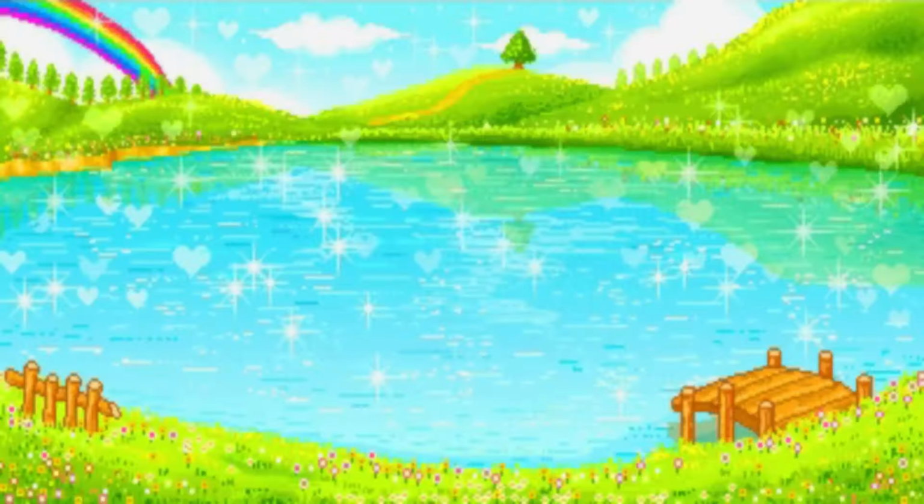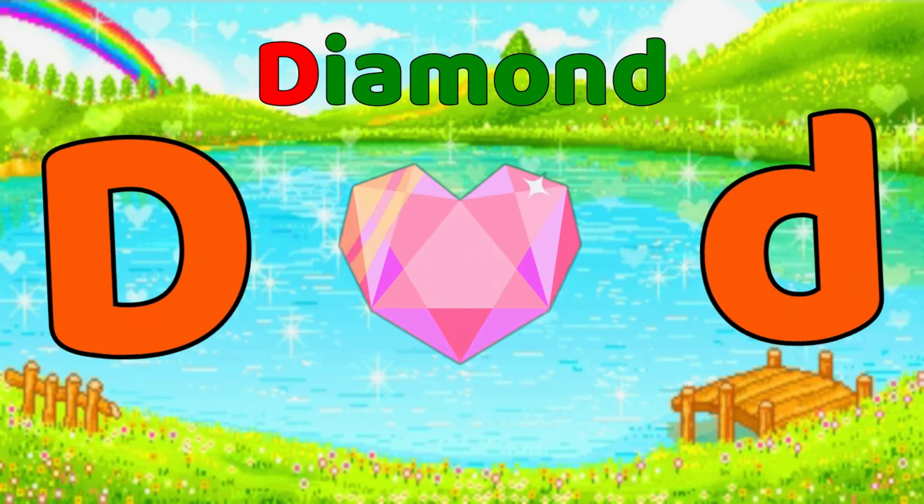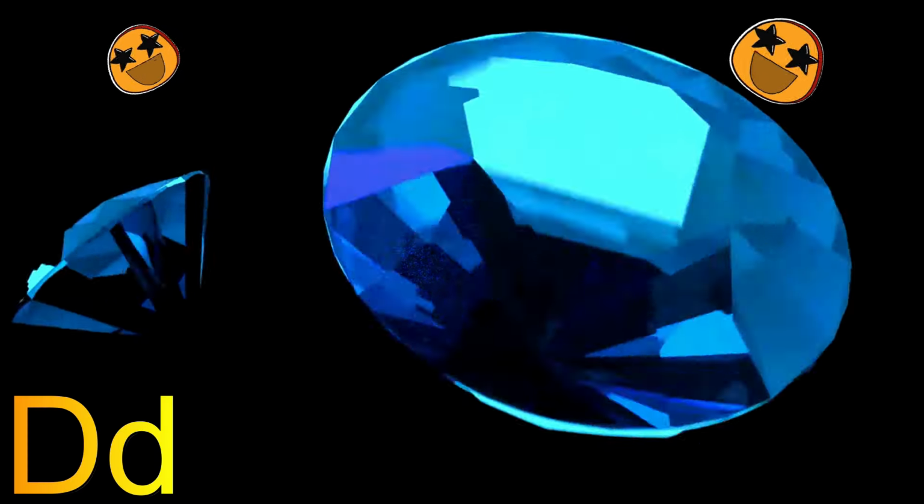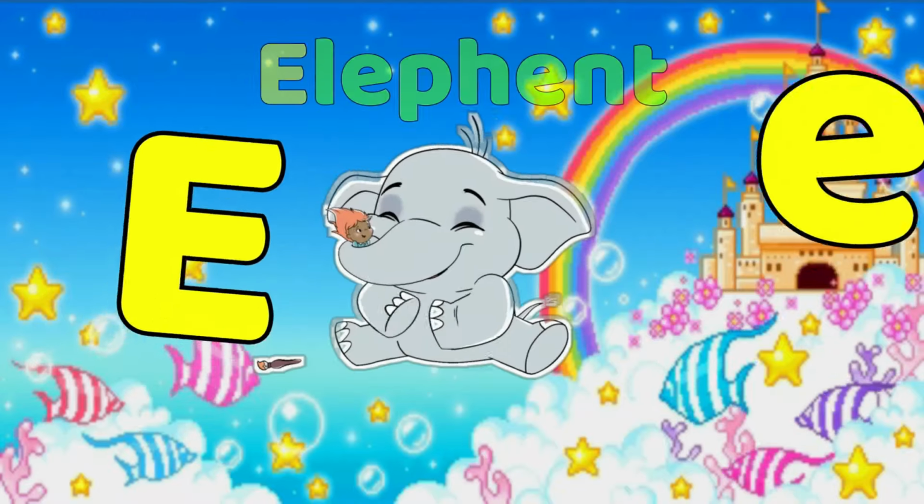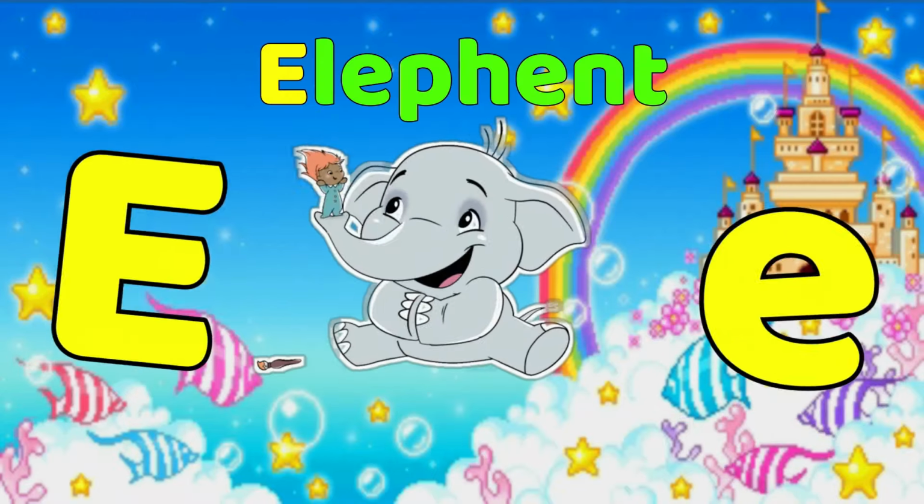D is for diamond, d, d, diamond, D, diamond. E is for elephant, e, e, elephant, E, elephant.